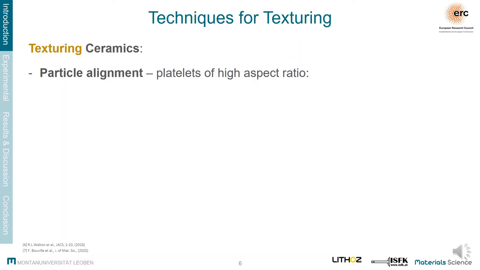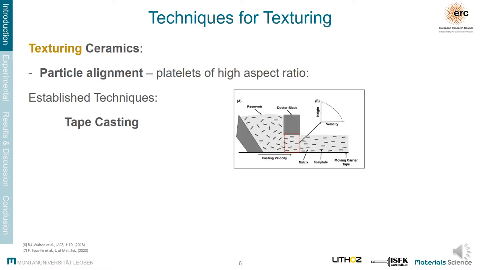A number of groups have already been working on texturing ceramics. They all use suspensions with platelets of high aspect ratio and techniques where the platelets are aligned. An example would be tape casting. Here, the platelets are aligned through shear forces occurring between the doctor plate and the moving carrier tape.